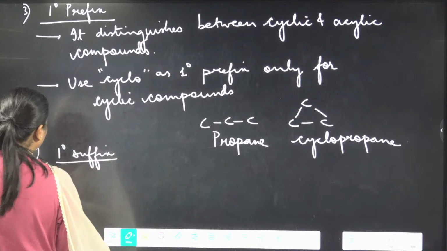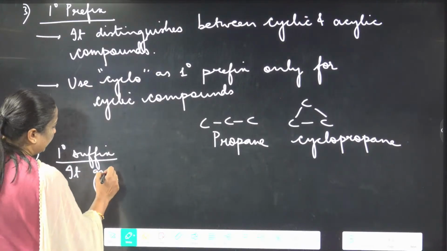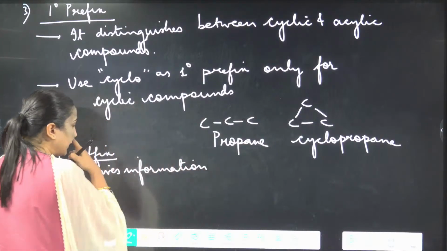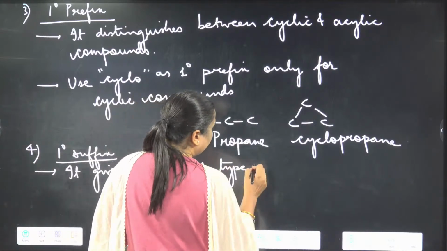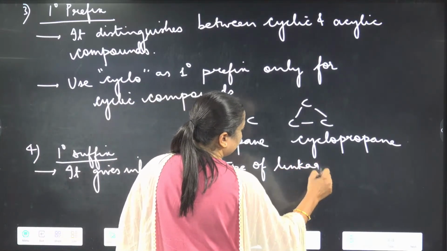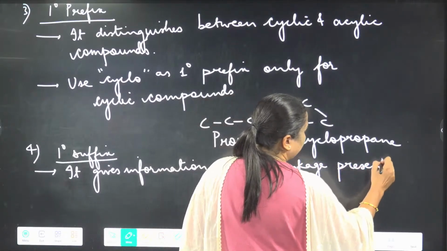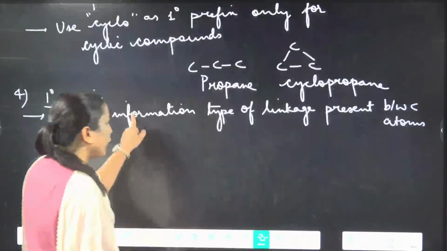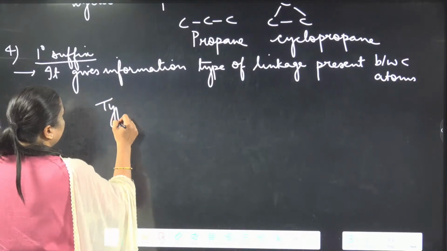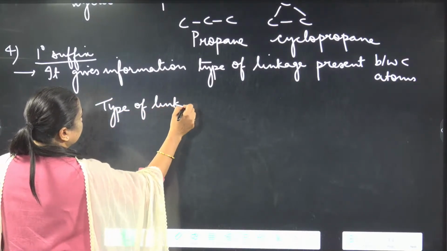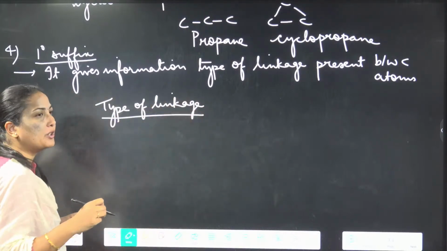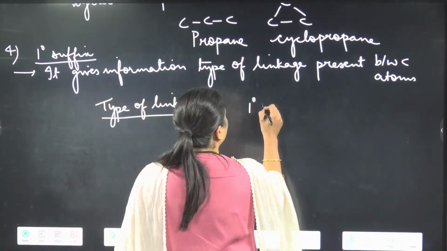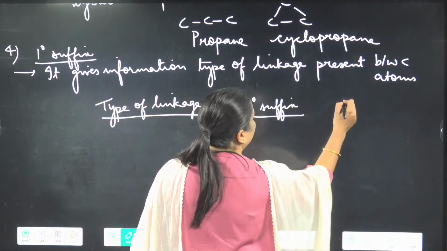Now, when it comes to primary suffix, it gives information about the type of linkage present between carbon atoms. So for example, if I am writing here type of linkage, that means it is indirectly going to give you information whether it is a saturated compound or an unsaturated compound. Okay. So primary suffix here and the general name.